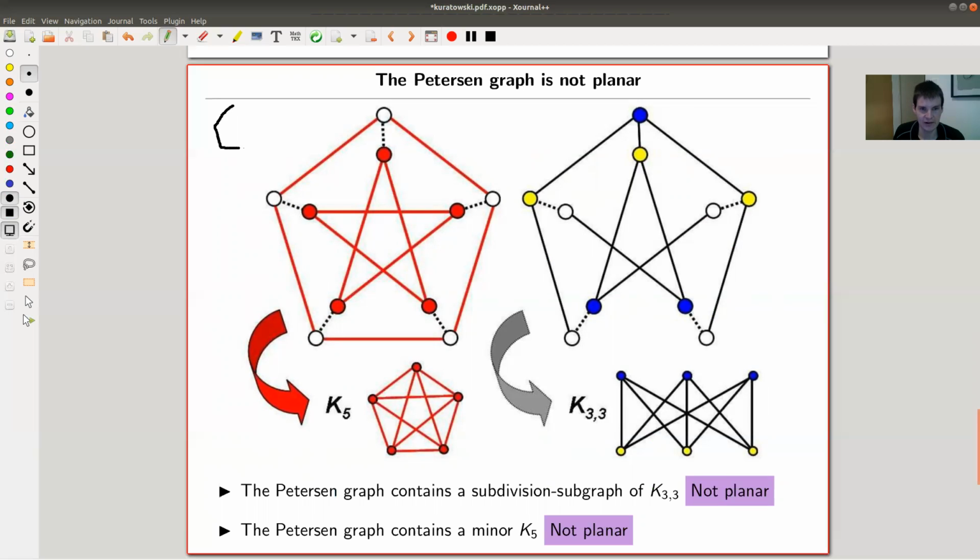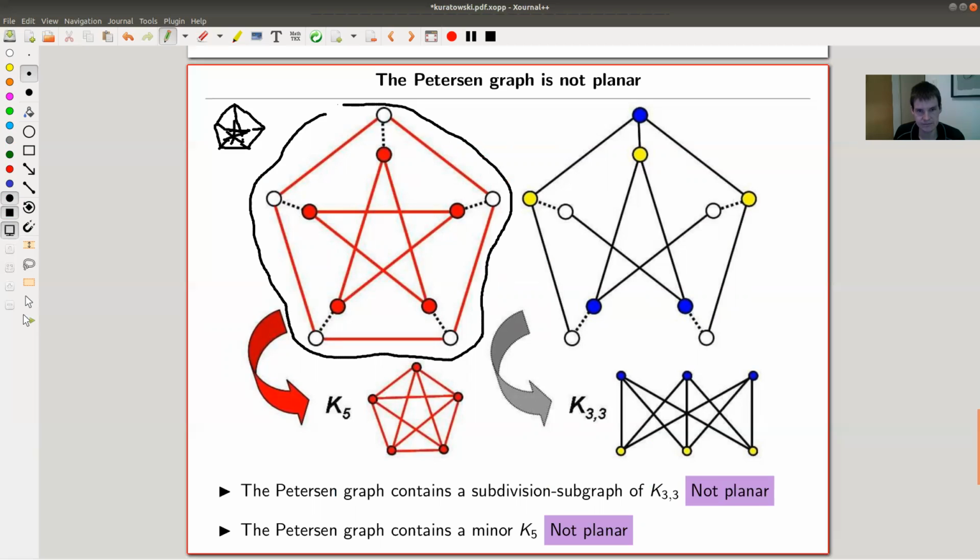It's just a pentagon, and then you have another pentagon inside, but the pentagon inside is connected as a star. And on the outside, it's connected to the pentagon. So it's really just this whole beast here. This whole beast is, sorry, the Petersen graph. And this one contains K33 on the right as a subdivision. I will show you an animation in a second.